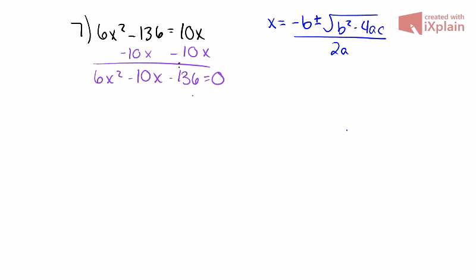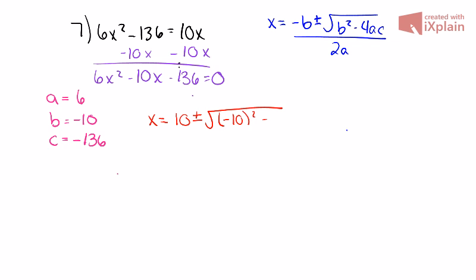And now I want to identify what a, b, and c are. So a in this case is 6, b is negative 10, and c is negative 136. And now we're just going to start substituting into that formula. So x is equal to the opposite of b, which is positive 10, plus or minus the square root of b squared, so negative 10 squared, minus 4 times a, which is 6, times c, which is negative 136, all over 2 times a, which is 6.